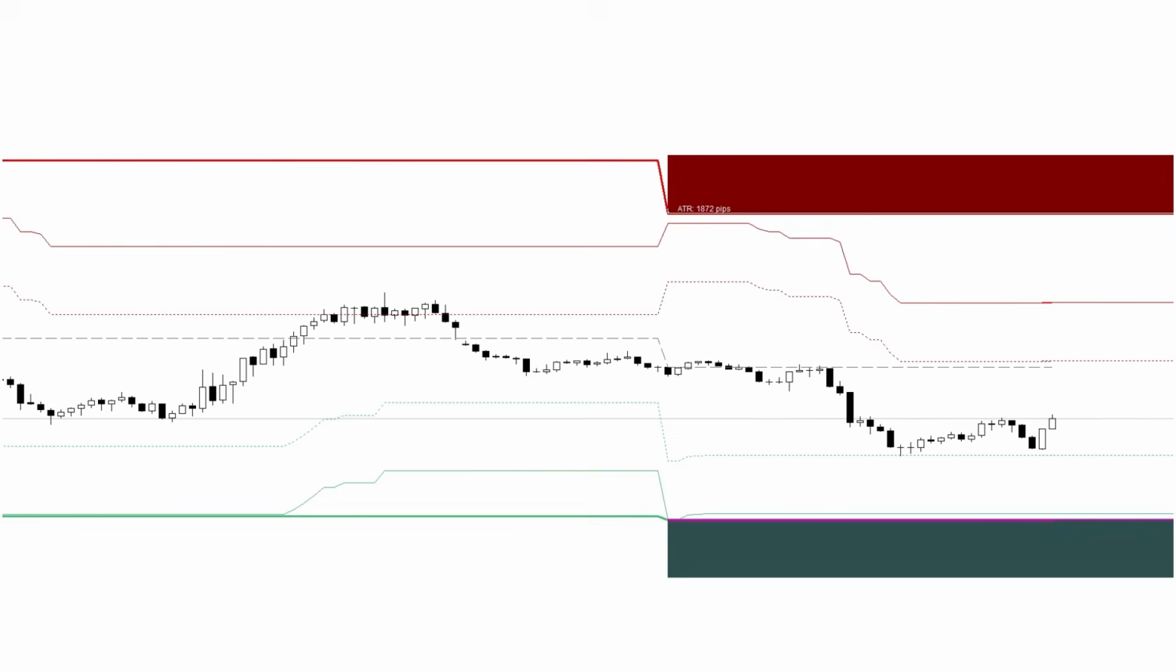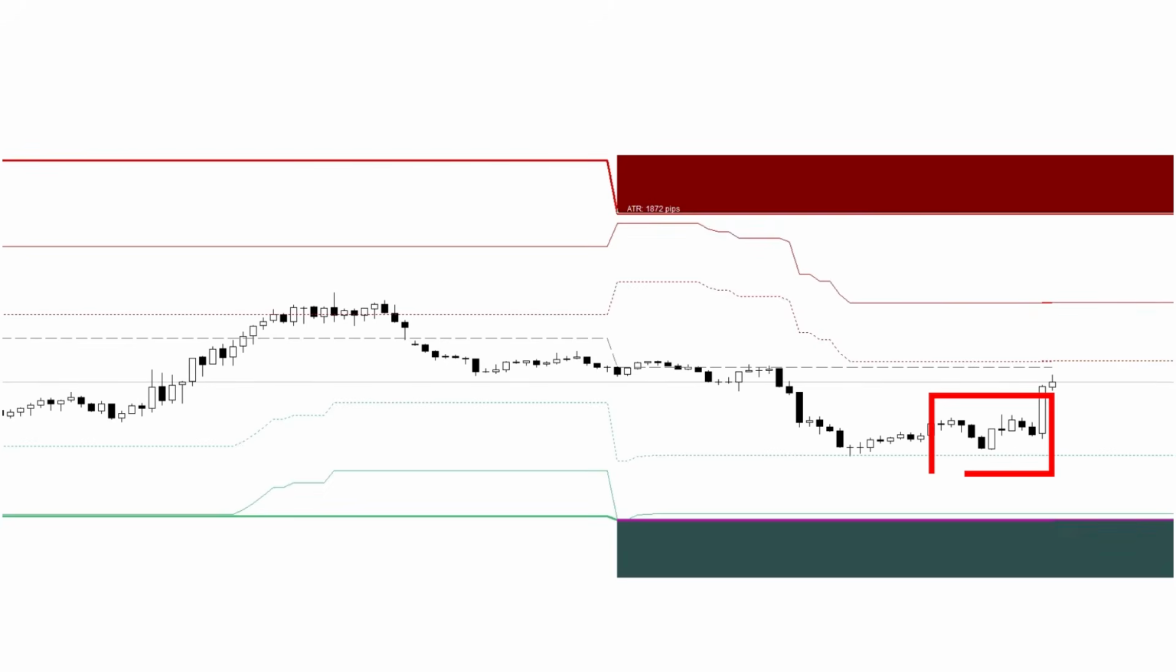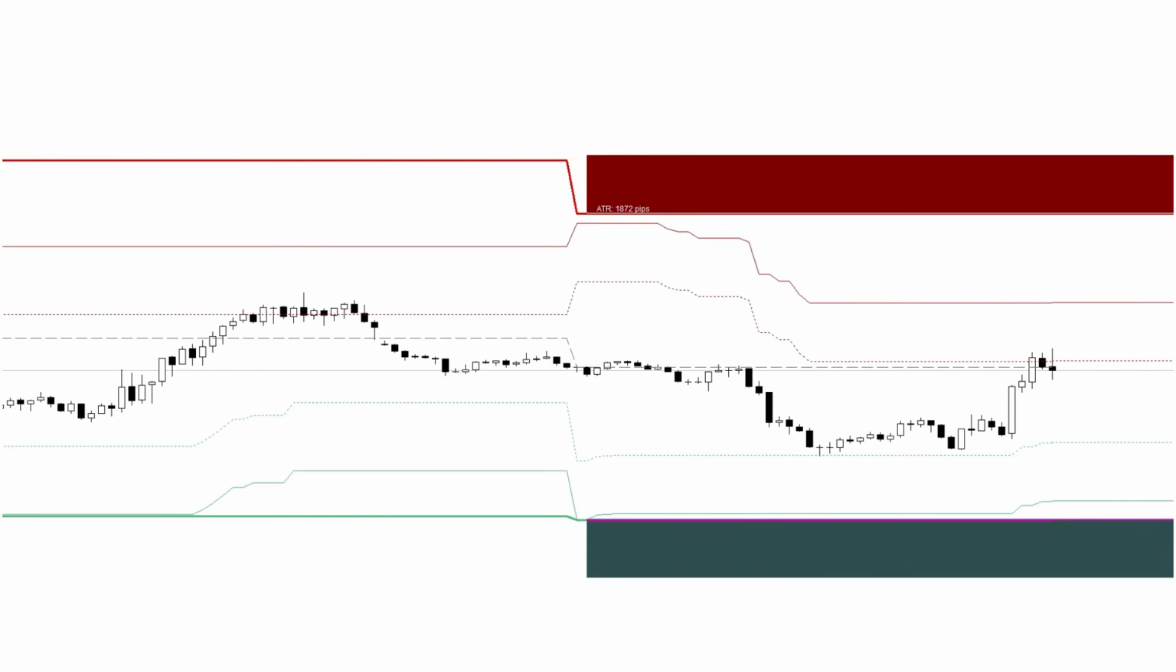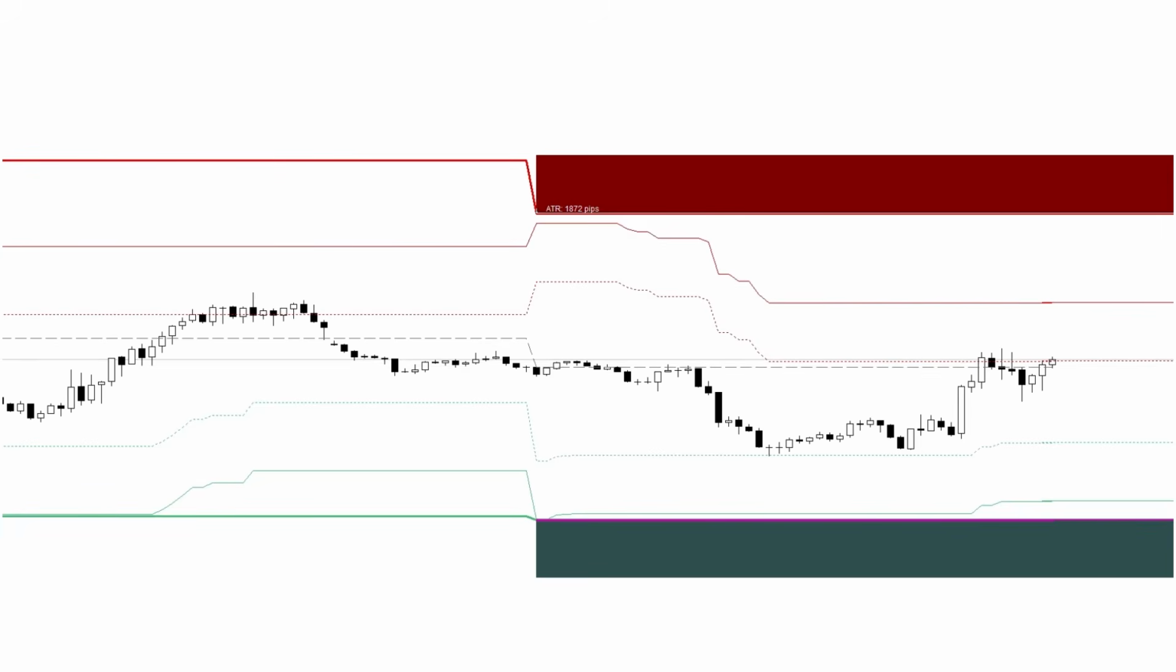Now we look further ahead. Price tests the level, but does not break through it. A reaction appears. Several candlesticks show a bounce. This gives us a confirmation. The market is not ready to move further in this direction. This is where we will look for an entry.